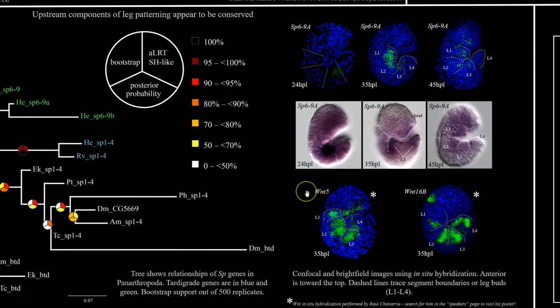These experiments were performed by my lab mate, Raul Chavarria. He is a very cool scientist, and you should go check out his poster about Wnt genes in tardigrades. Wnt5 shows broad expression across each developing tardigrade limb, while Wnt16 is expressed in these ventral leg stripes. All of these patterns are consistent with what is found in other animals with appendages, but we will need to do more experiments to determine whether these genes are truly upstream in the leg patterning network of tardigrades.